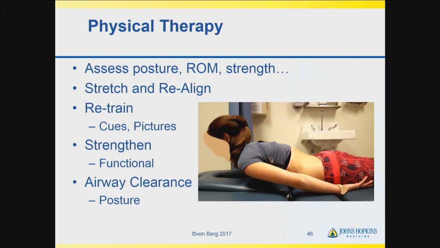So in summary, what does physical therapy do for people with CF? We assess posture, range of motion, strength, a whole bunch of things. We stretch and we realign. We retrain the brain, retrain the muscles using cueing, whether it be hands-on cueing. We use pictures, we strengthen, and again, in a functional way, not just standing still doing exercises, but making sure that they can function with what we're doing.